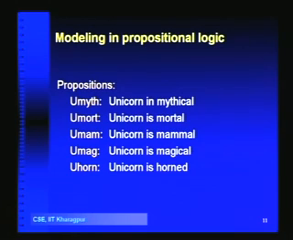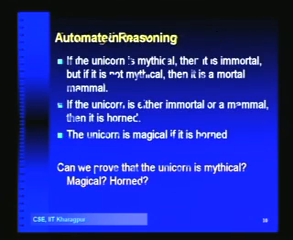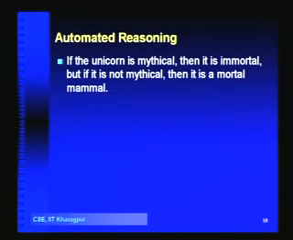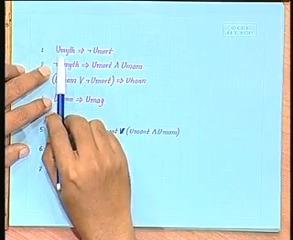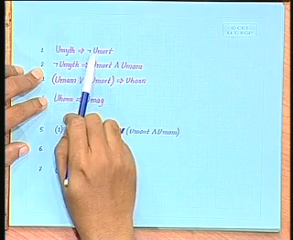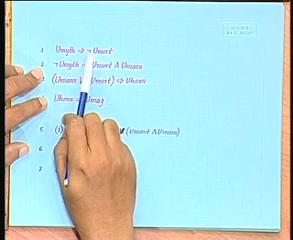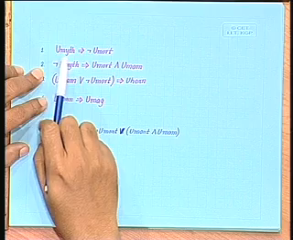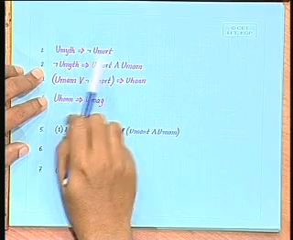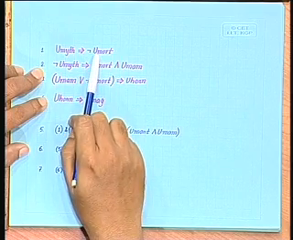So, now let us go back to each of those lines. So, let us start with the first one. If the unicorn is mythical, then it is immortal. So, we will write that as follows. If the unicorn is mythical, so umyth implies then it is immortal. So, it is not mortal. So, umyth implies not umort, right. So, this says that if the unicorn is mythical, then it is immortal.